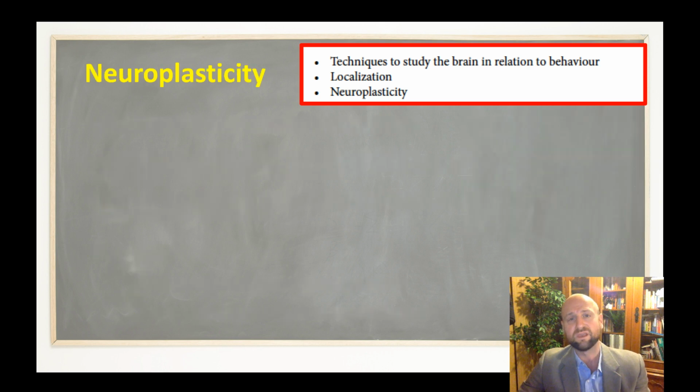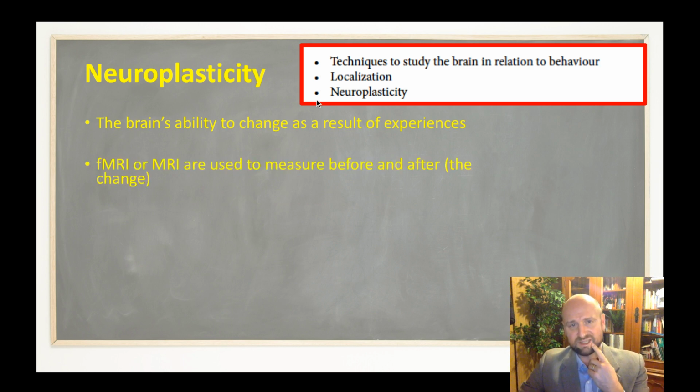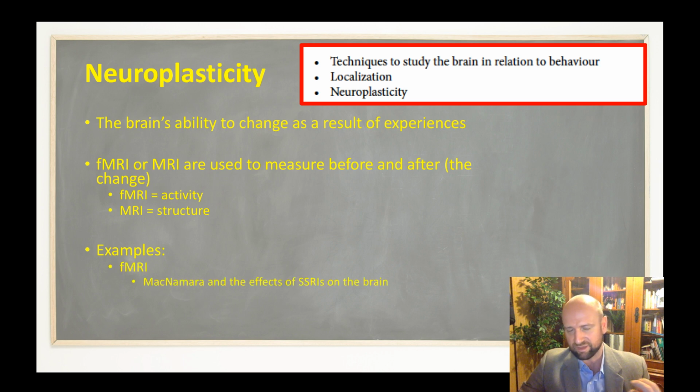There's the double up. Neuroplasticity: if you want to double up techniques and neuroplasticity, well then you can define neuroplasticity, our brain's ability to change as a result of experience, and the fMRI, the MRI, the technology is used to measure the before and after. It's used to measure the change. So for example, the fMRI can be used to measure the change in activity, MRI is used to measure the change in structure. Examples of this being used are McNamara and the effects of SSRIs, drug treatments and how they change the brain, or MRI and Luby et al. study on socioeconomic status.